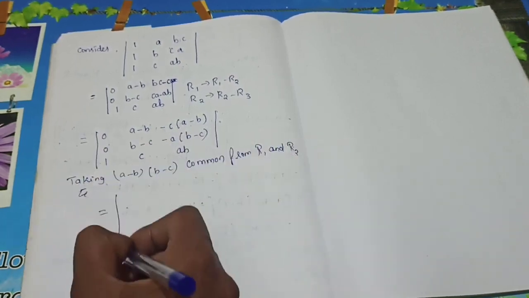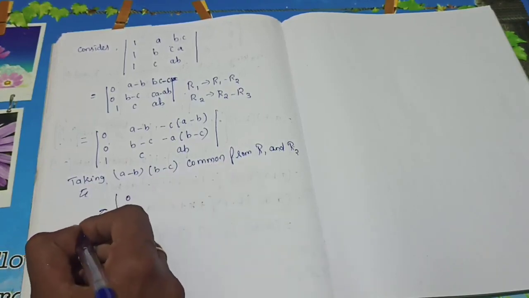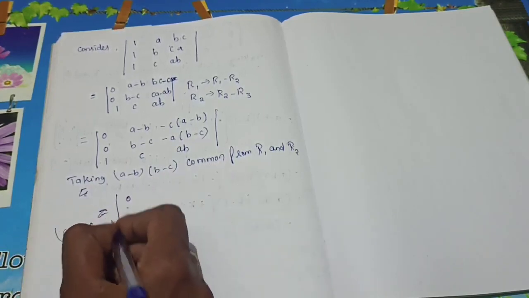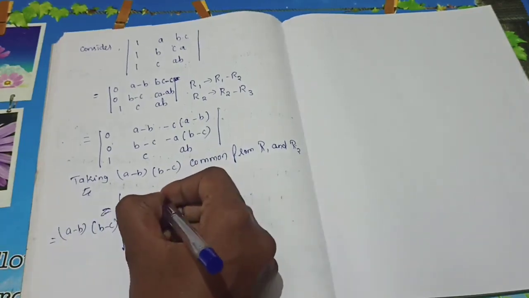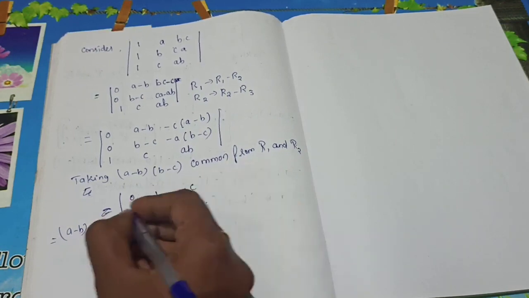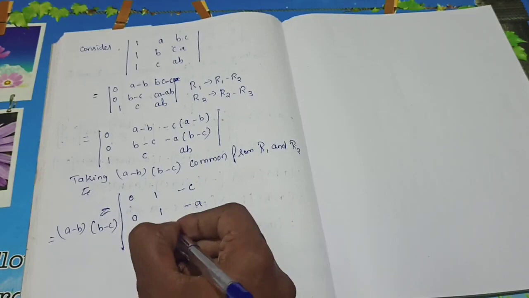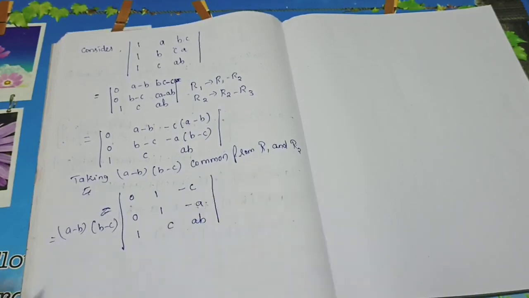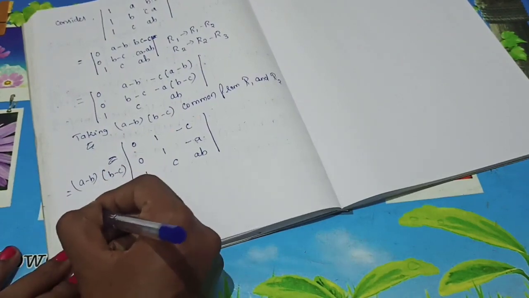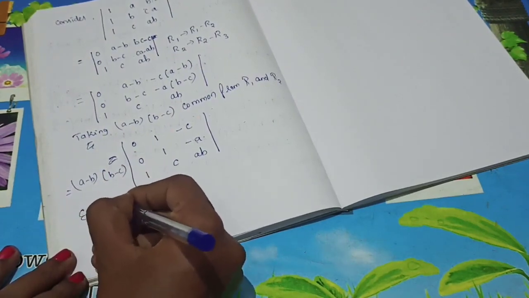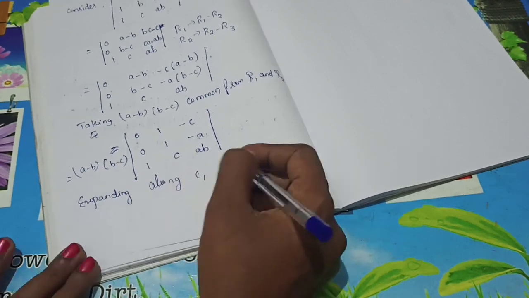So that is equal to 0. Common, is it right? What's the common? A minus B into B minus C is common. So what will happen? 0. Next term is 1. Next term is minus C. Then 0, 1. Next term is minus A. 1, C, AB. Okay. Next we are going to expand along C1. Okay. So expand along C1.